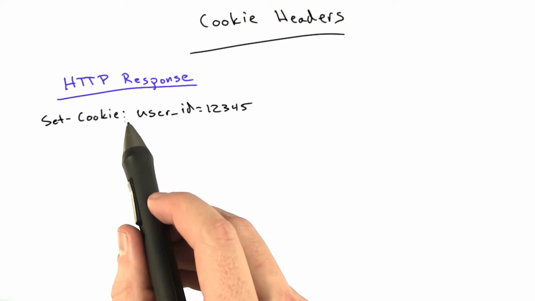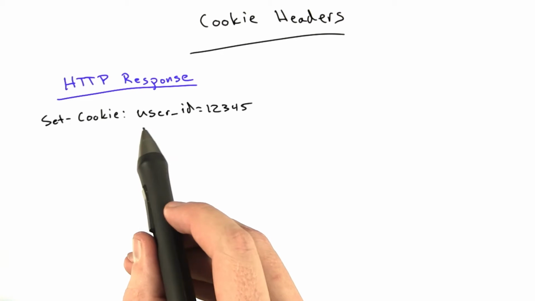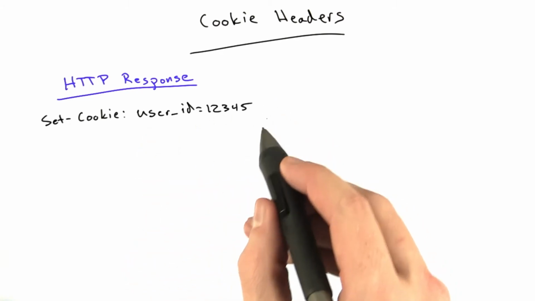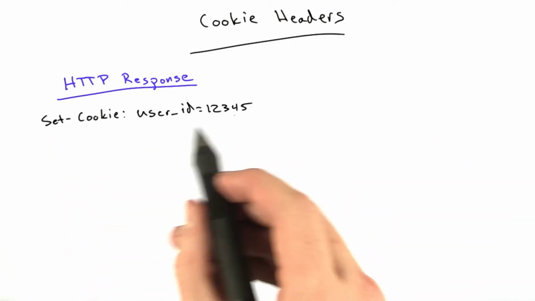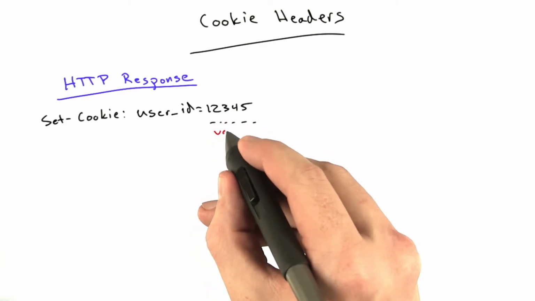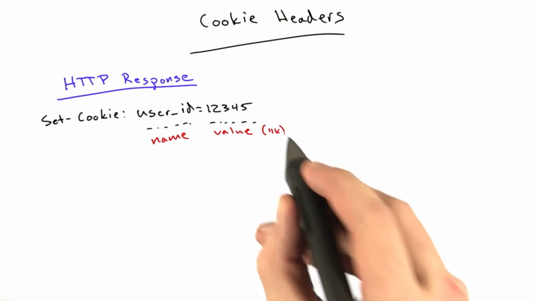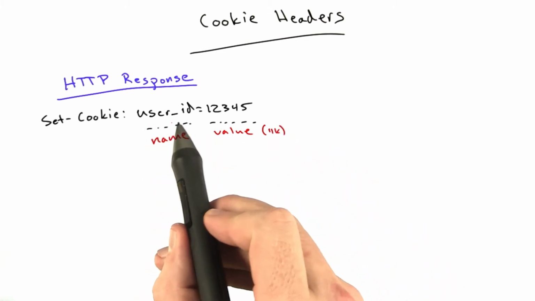Like all headers, it's followed by a colon and then a space, and then the value of the header. In this particular case, you say name equals value. There are some other parameters you can have on the cookie that we'll discuss later, but basically they use the set-cookie header to set a cookie named user ID to this value. And remember, this is the value, and this is the name. The value can be up to 4K. Honestly, I don't know if there's a limit to how big the name can be. Generally, this is very, very short.